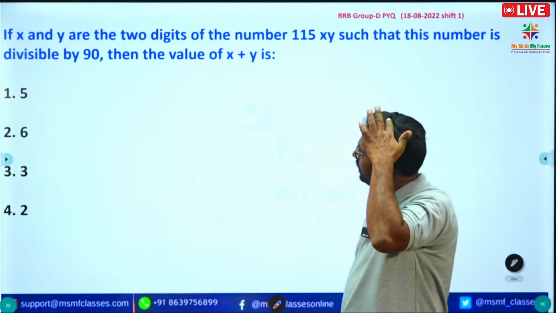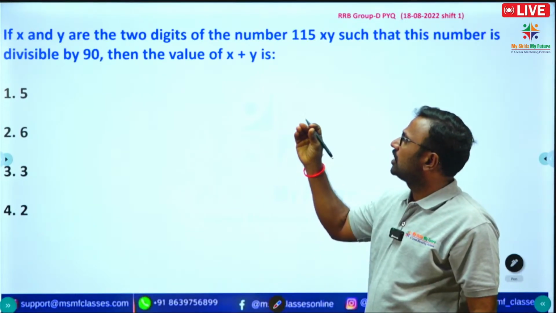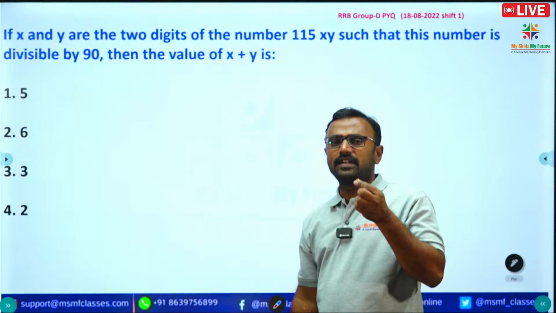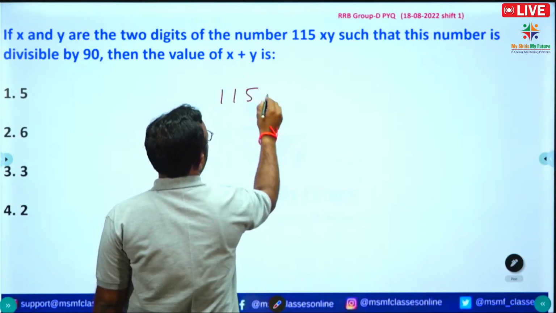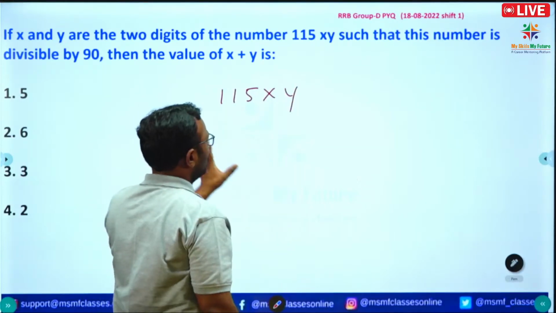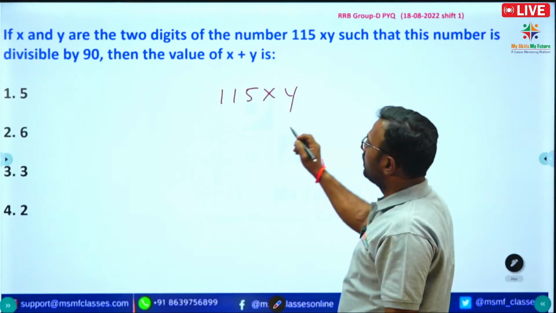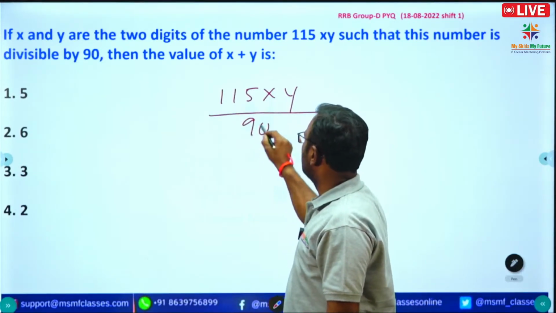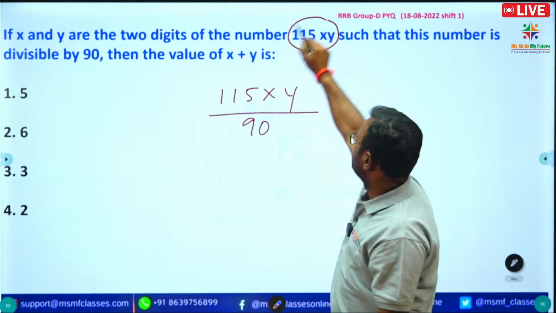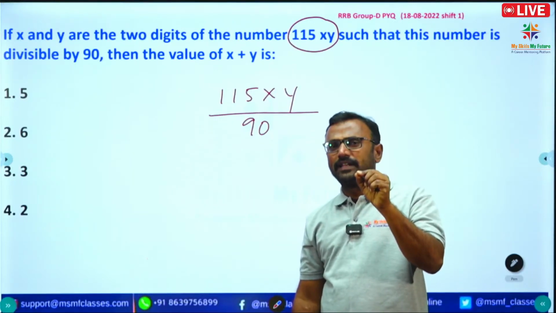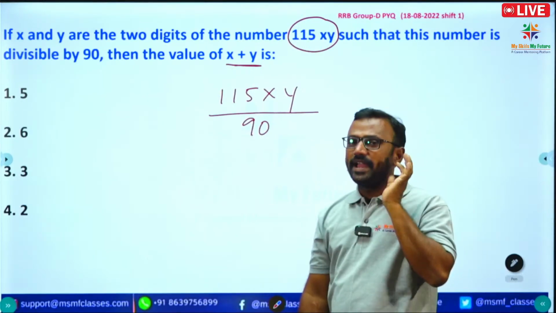See the question. This question is based on divisibility. If x and y are 2 digits of the number 115xy, so 115xy is a number in which x and y are digits such that this number is divisible by 90, then what is the value of x plus y?